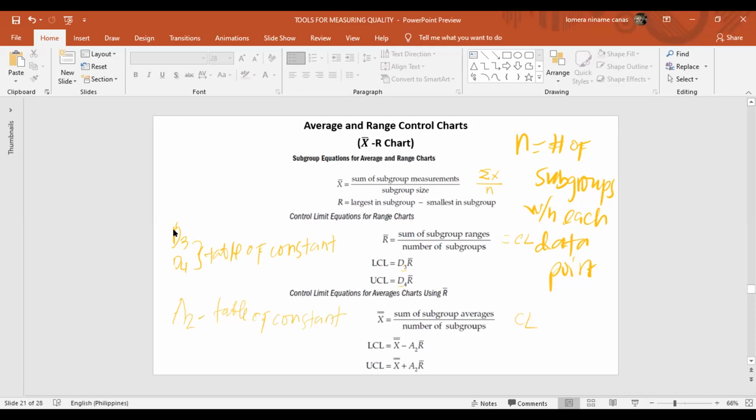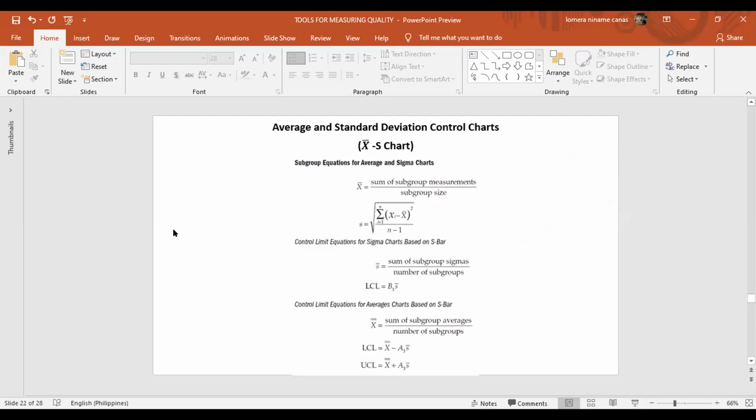Okay. So please take note of the formulas that we have, because later on we are to use all of this when we make the X bar R chart and the X S chart. Okay. So for the average and standard deviation control chart, first we get the mean of the subgroup measurements. And then we compute for the standard deviation in each subgroup. For the control limit for sigma charts based on S, we get the average standard deviation, which is just the sum of the subgroup sigmas over the number of subgroups. And for your lower control limit, it is just B sub 3 times the average standard deviation.